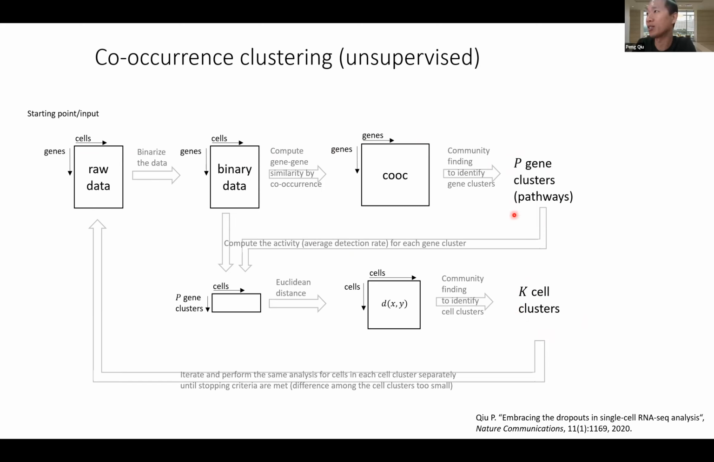Now, the stopping criterion is that, if I'm looking at a set of cells that are really coherent with each other and do not contain subclustering structures, then there will not be any gene pathways identified, because all the genes are just always detected, for example, or always undetected. Then there's no correlation among genes at all, and hence no gene pathway can be identified. And I know that I should stop.